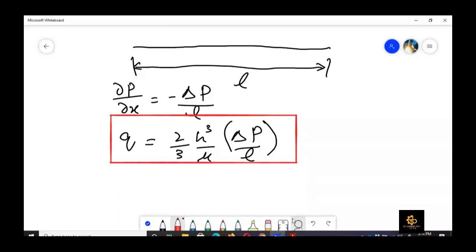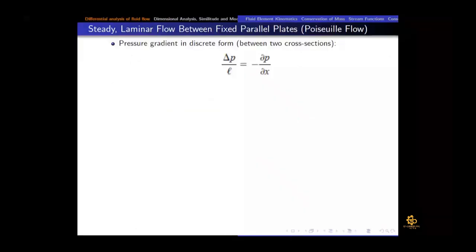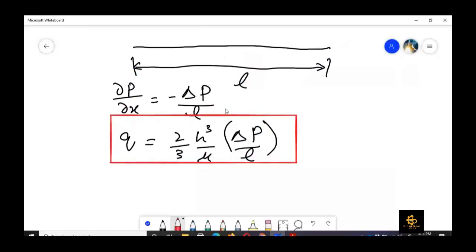So this is the relation which can be written in terms of delta P. Now I have explained what delta P is. That is the pressure drop between 2 points. So the volumetric flow rate can be written as 2 by 3 h cube by mu into delta P divided by L. So the same relation is written here.